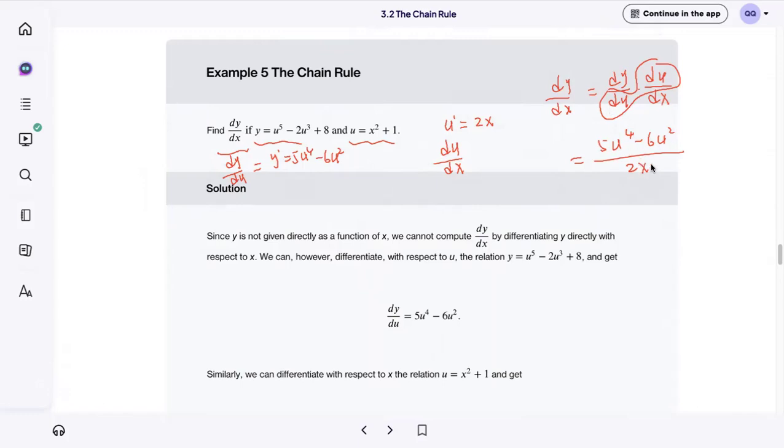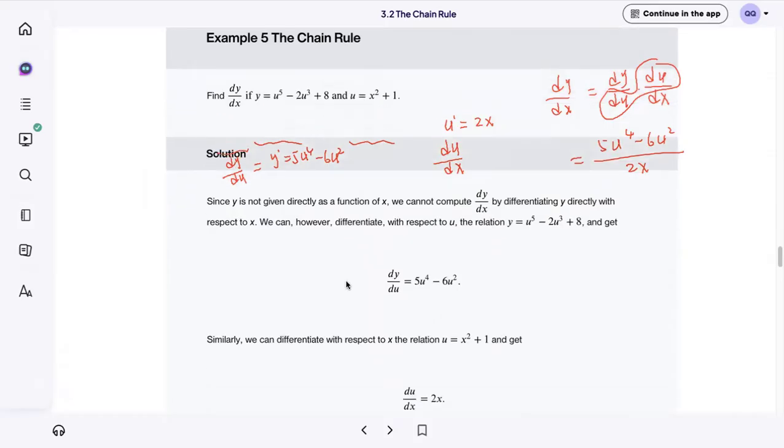It looks like a weird axis here, but yes, it is a 2x. But then we have to solve for x. But then we get two values, because we have u equals x squared plus 1. And we solve for x squared. We get x squared equals u minus 1. Then x equals plus or minus the square root of u minus 1.